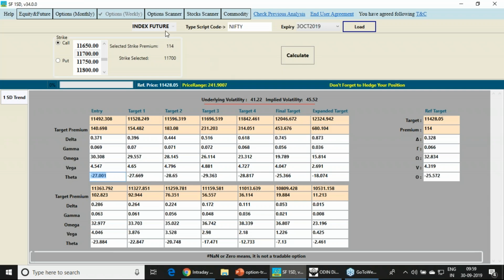So this is for the weekly options. And here too the same logic goes. So you have a price range of 241 points.